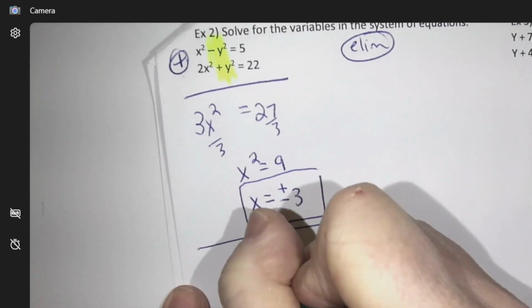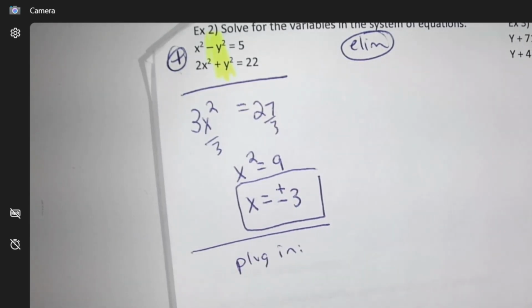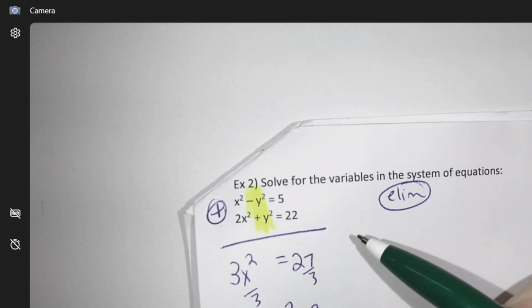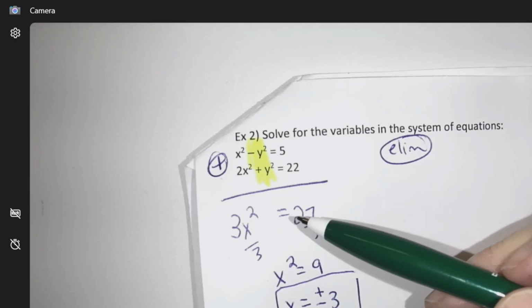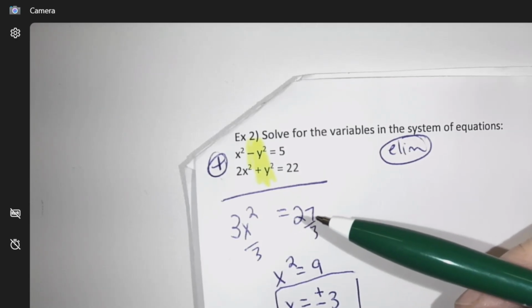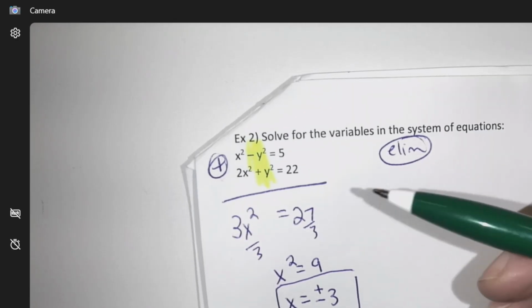Plug-ins, right? That's always the system. You always have to plug in at the very end. Okay, which one do you guys want to work with? The first one or the second equation? It doesn't matter. You just kind of say which one maybe looks like easier math. I'm going to do the second one, so I don't have to do any subtracting.